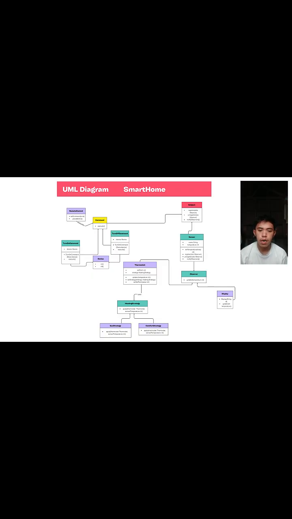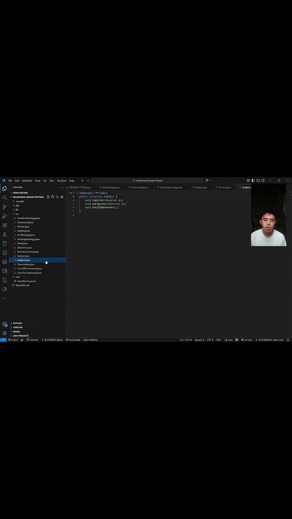This UML reflects the Java sources in SRC and shows the main operations and relationships that I use in the demonstration. Next, we proceed to the code demonstration. I'll highlight the key files that implement each pattern. First, we have the subject.java. This subject defines register, unregister, and notify observers. And we have the observer.java that defines update with the temperature.